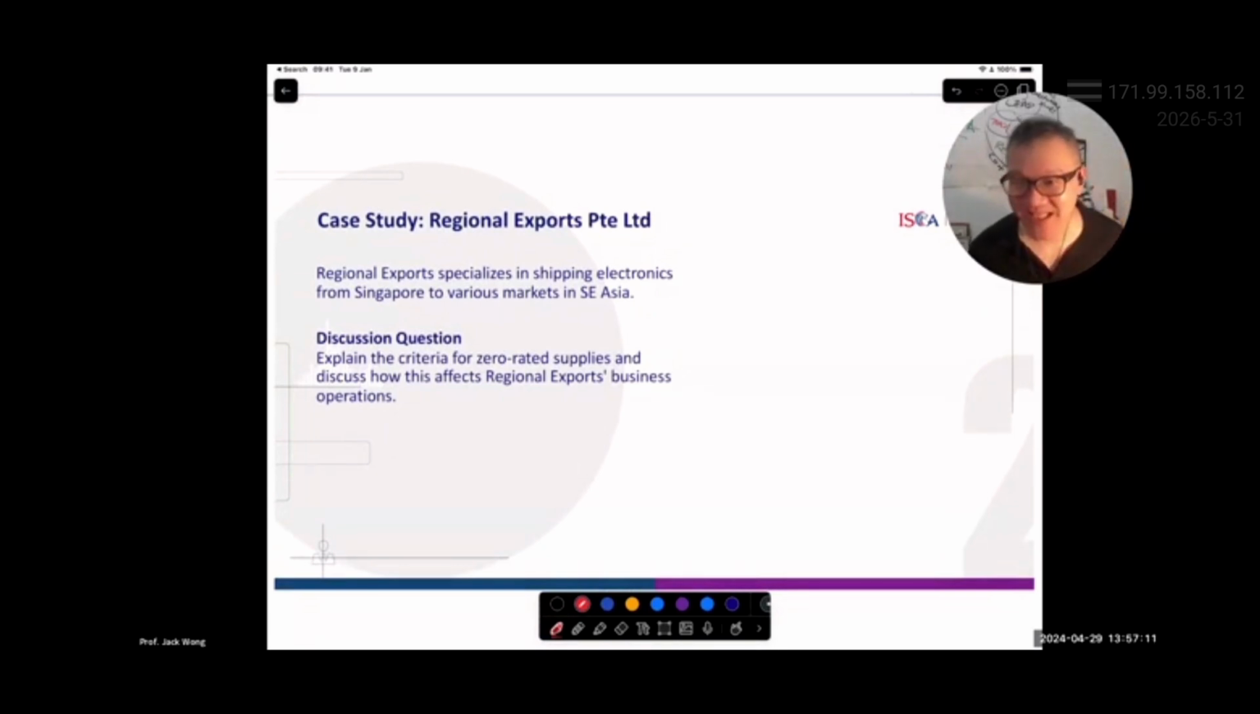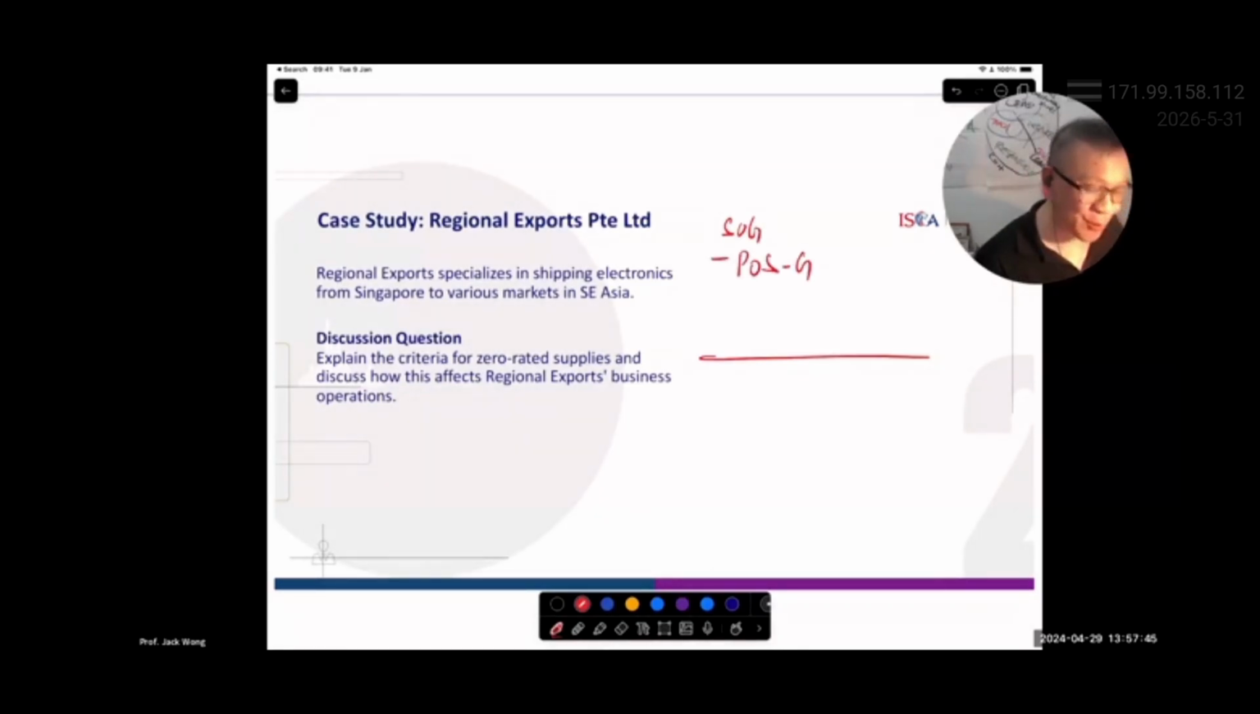Okay, so let's look at the case study, and the case study is about Regional Exports. Regional Exports specializes in shipping electronics from Singapore to various markets in Southeast Asia. So this is an export. The question to think about: what are the criteria for zero-rated supply and how does that affect Regional Exports' business operations? Well, first of all, this is a supply of goods, so you have to apply the place of supply rule for goods.